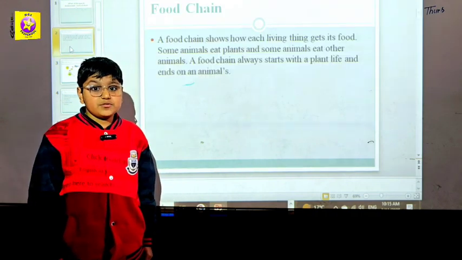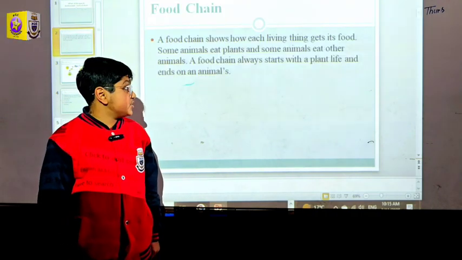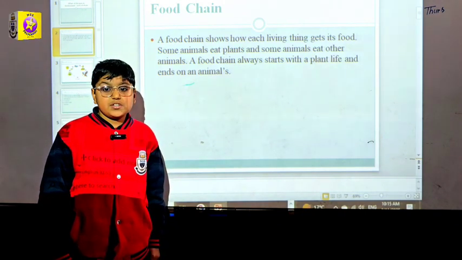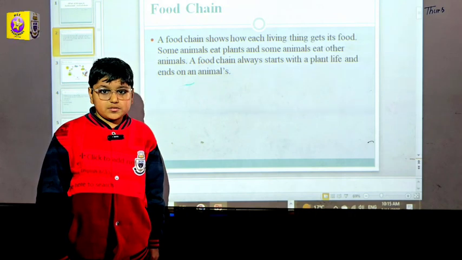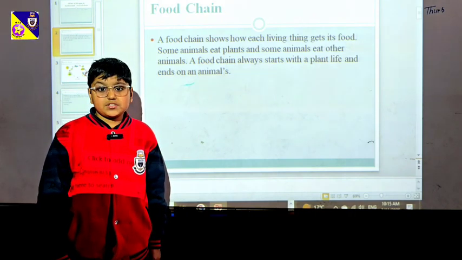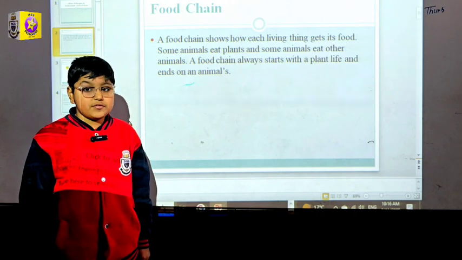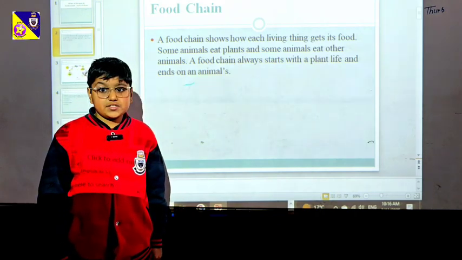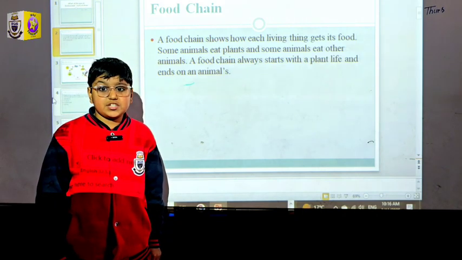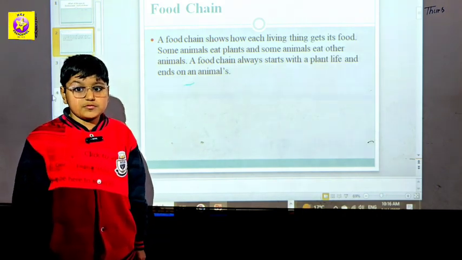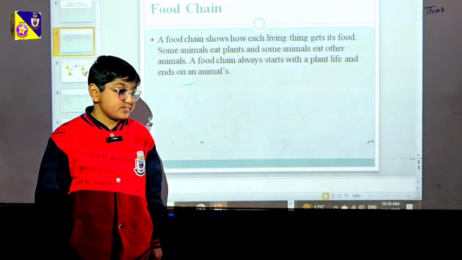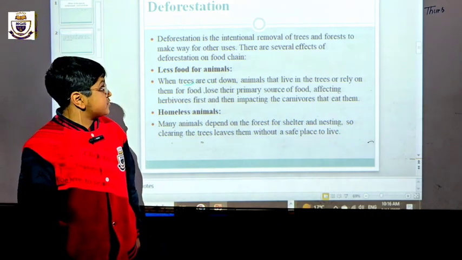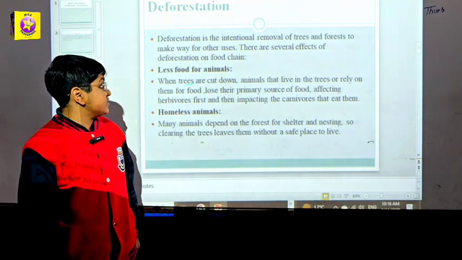Food chain. A food chain shows how each living thing gets its food. Some animals eat plants and some animals eat other animals. Deforestation. Deforestation is the intentional removal of trees and forests to make way for other uses.